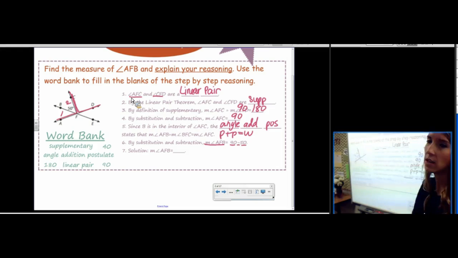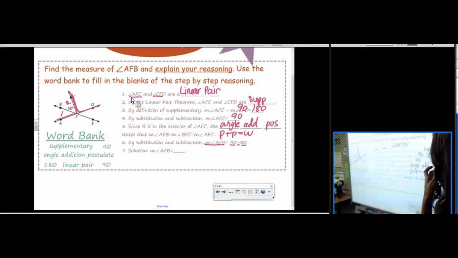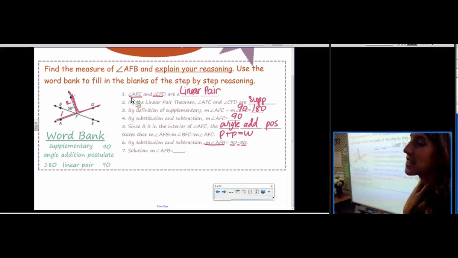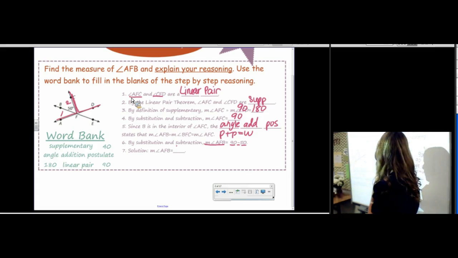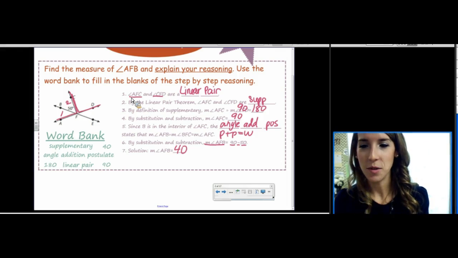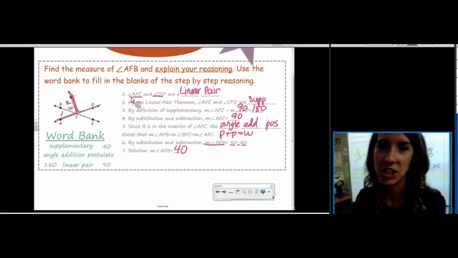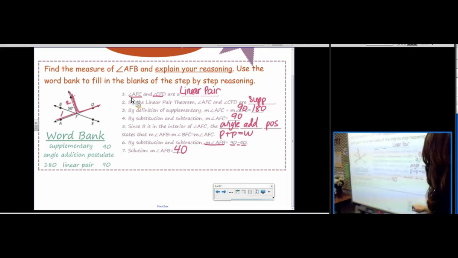This is nitpicky, isn't it? Every step accounted for. By substitution and subtraction, the measure of angle AFB is 90 minus 50. We substituted in 50, and we moved it over. We subtracted from 90. So the final answer, all that work just to say that the solution is the measure of AFB is 40 degrees. And that's how you prove or back up your steps. Woo! Good thing it's just fill in the blank and we're not making you do that by yourself, right? Not until a few units later.